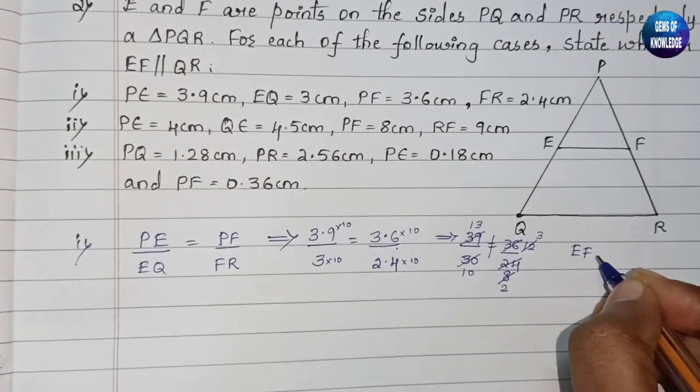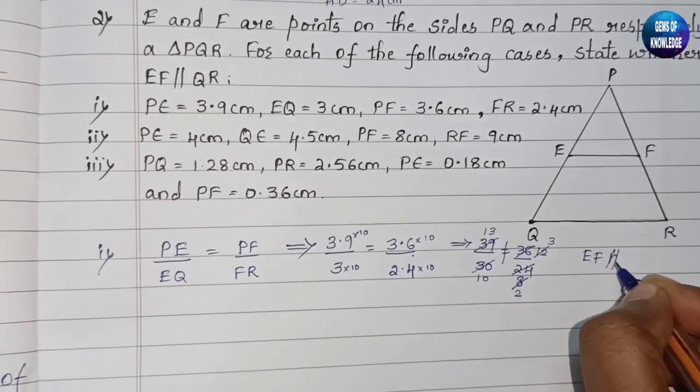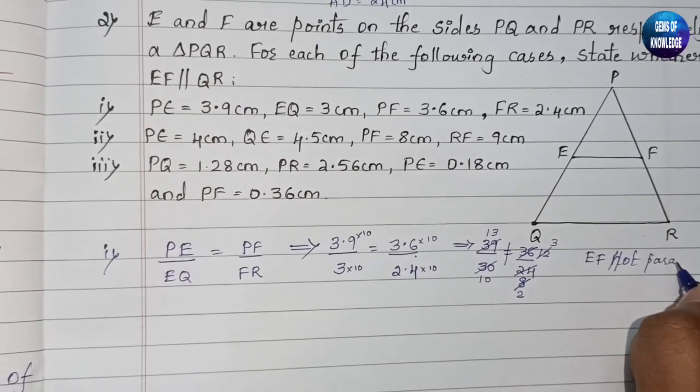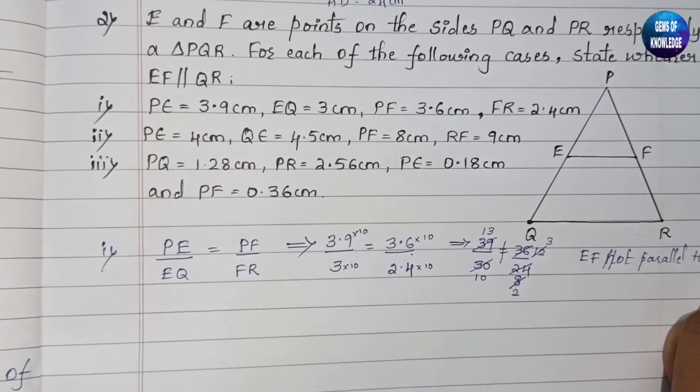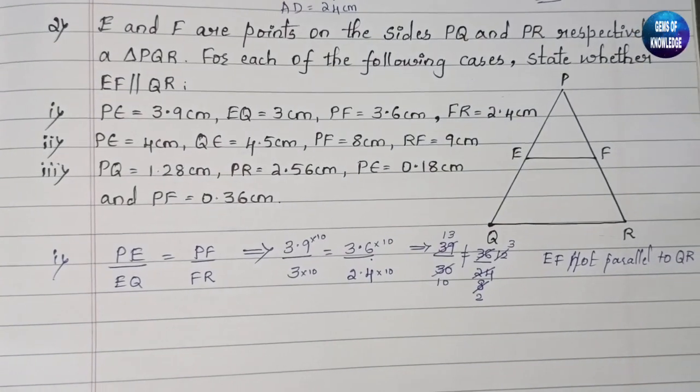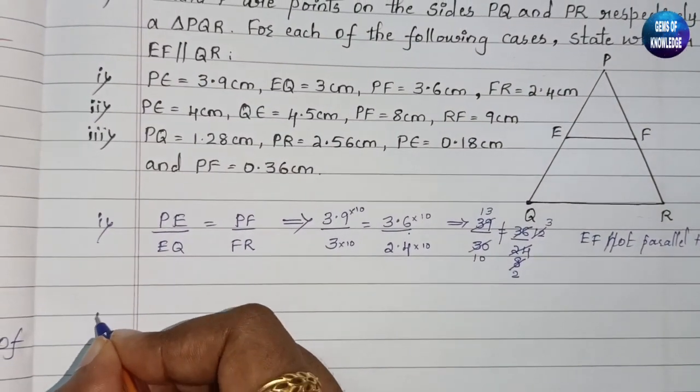EF is, let me write, not parallel to QR. Okay, clear?